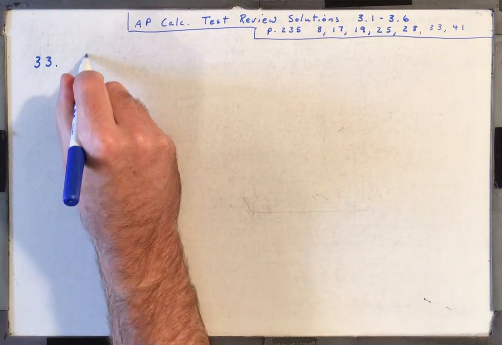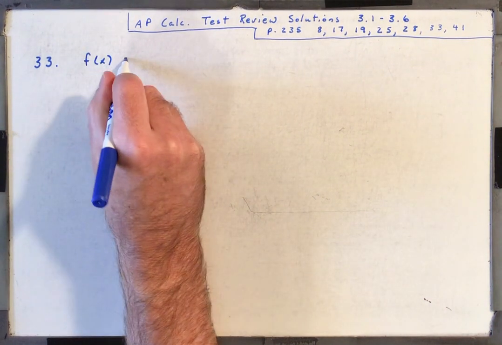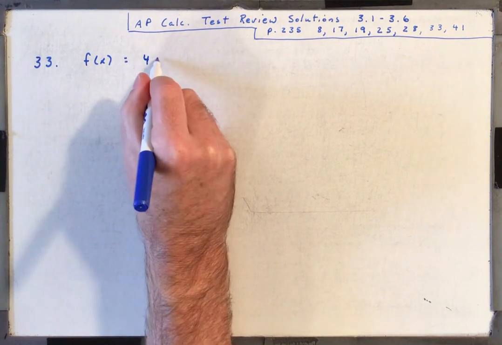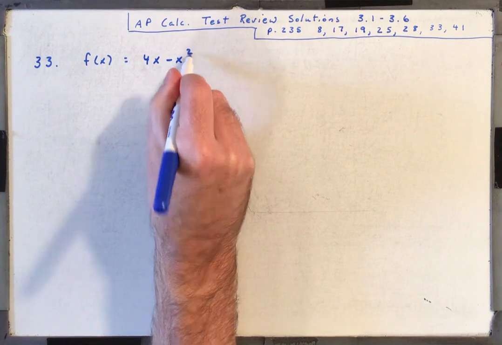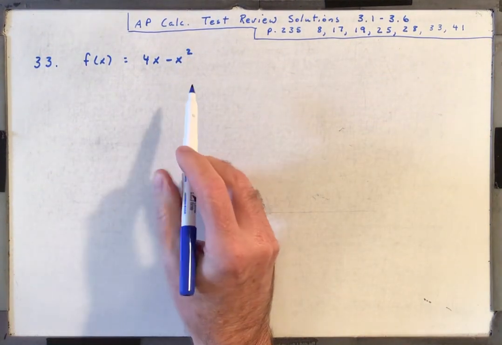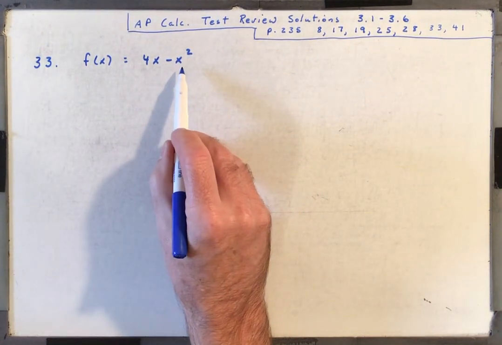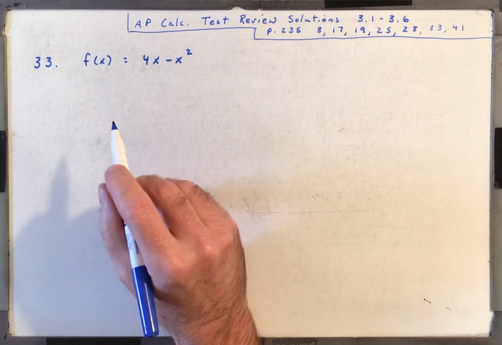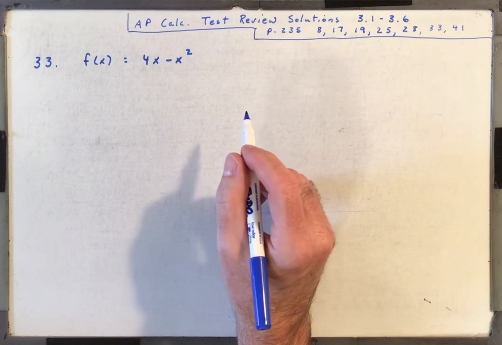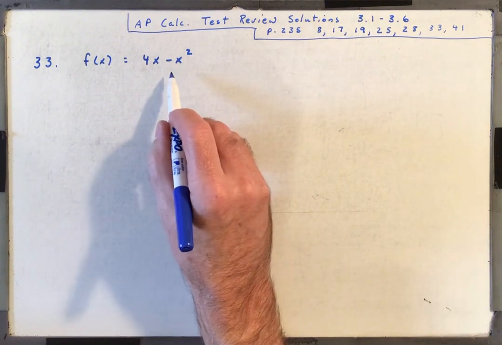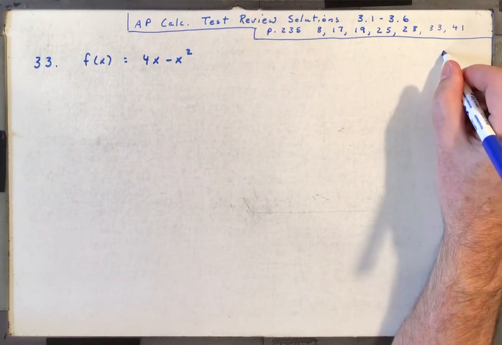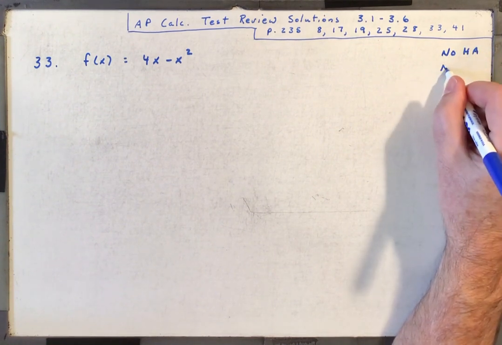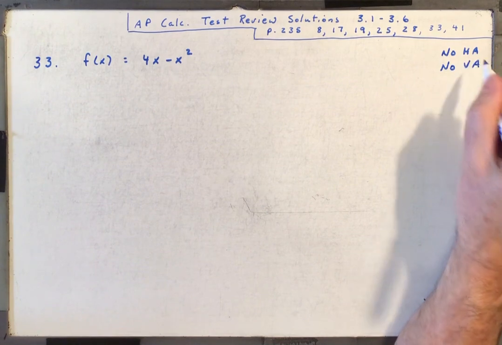So we have f of x is equal to 4x minus x squared. So that is a sad-faced parabola, right? That negative in front of the x squared term. It kind of helps to know what the shape looks like. That can help you get the right answer. So this is not a fraction here. So I'm going to go ahead and start writing things down. There's no horizontal asymptote. There's no vertical asymptote.